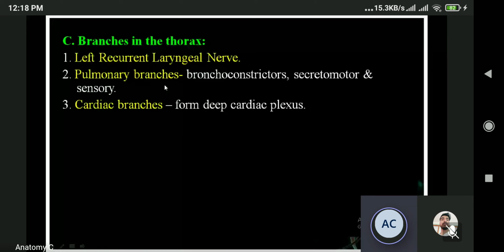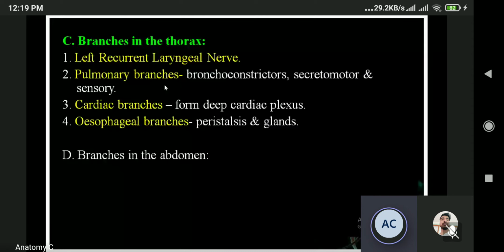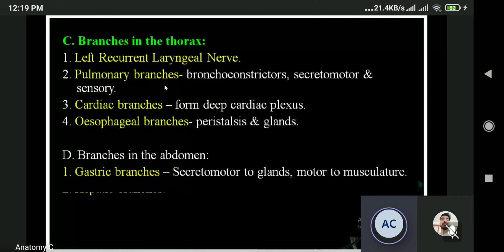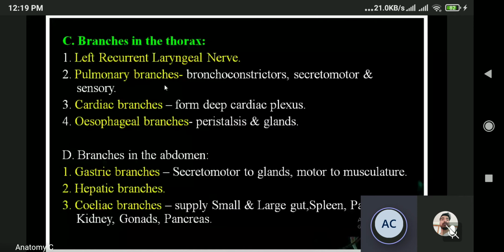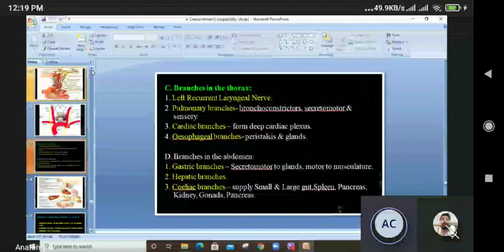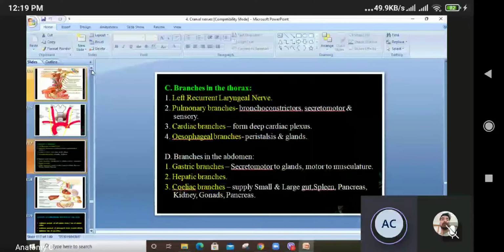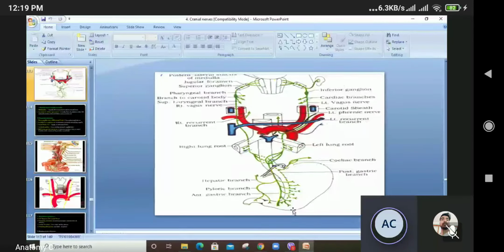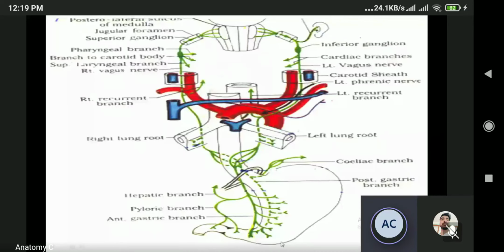Now, next one is the branches in the abdomen. In the abdomen, we have the celiac branches, the gastric branches, and the hepatic branches. So, these are the three branches. I'll show those branches in the diagram. See this one. In the abdomen, we have the celiac branch, then the gastric branch, and the hepatic branch. So these are the three branches in the abdomen. So these are the overall branches of the vagus nerve.